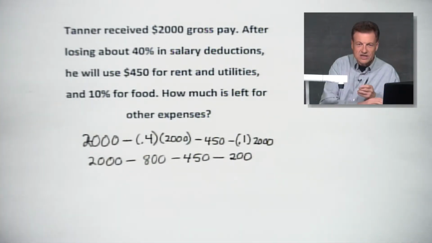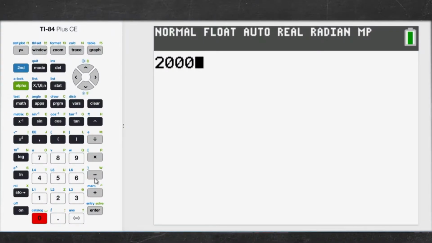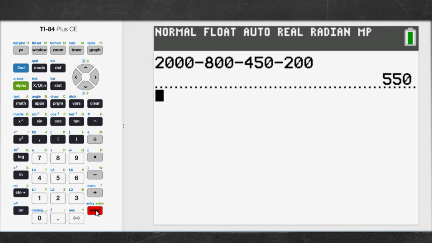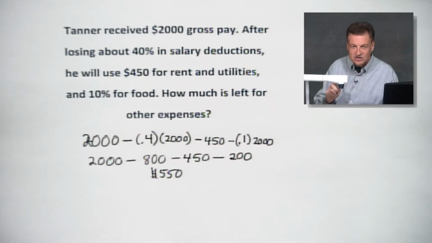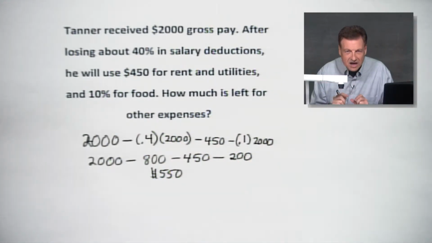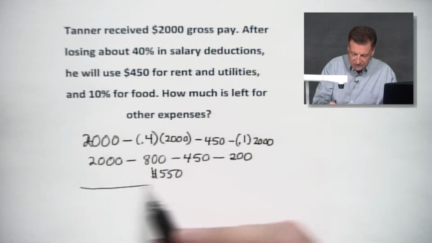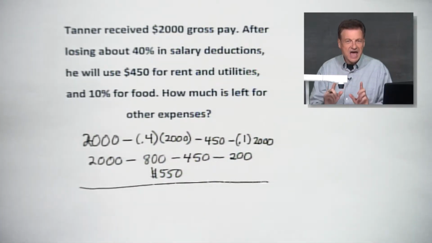I'm going to go to the calculator on this one. All right, let's pick up 2,000, and we're going to start with it out here. Here goes the game. Minus 800. Let's go ahead and subtract some more. 450, and let's subtract 200 and see what happened with that puppy. We still have some money left. All right, Tanner, you got $550 left over.